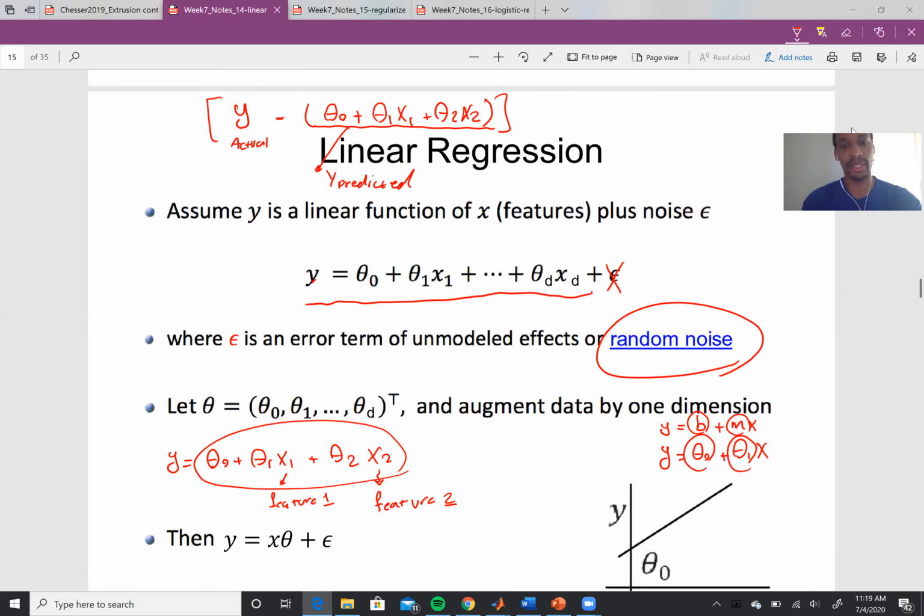Here's the standard form. You have your features x1 all the way to xd, and you have parameters theta 1 all the way to theta d, or I guess theta 0 all the way to theta d. This theta 0 is considered a bias, kind of like your y-intercept.